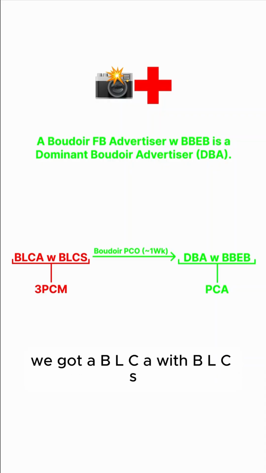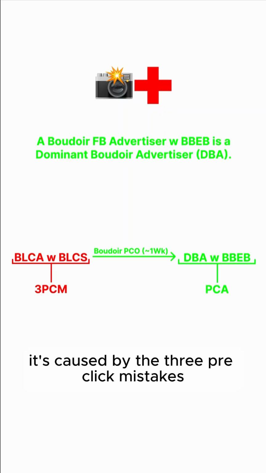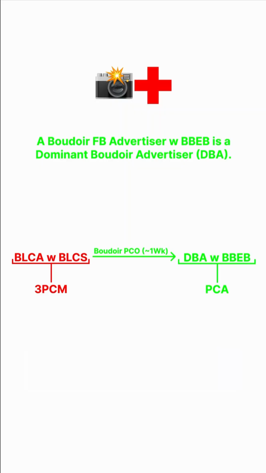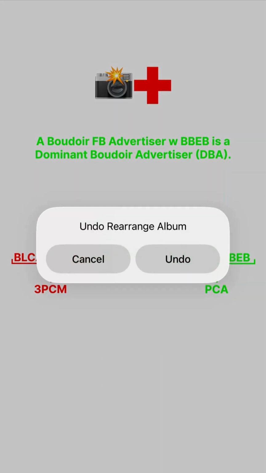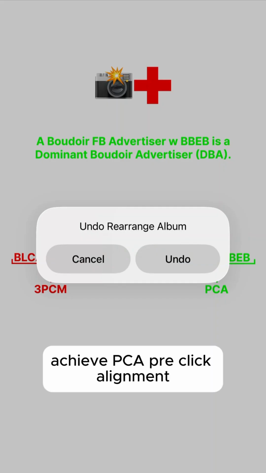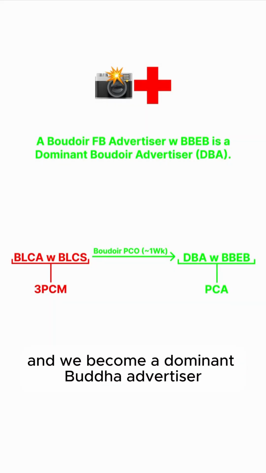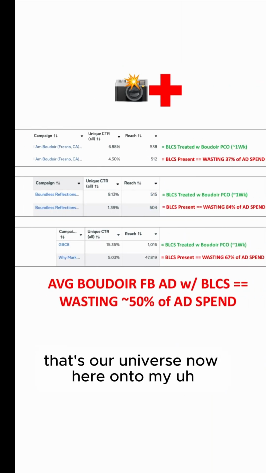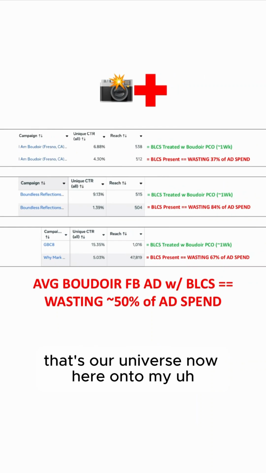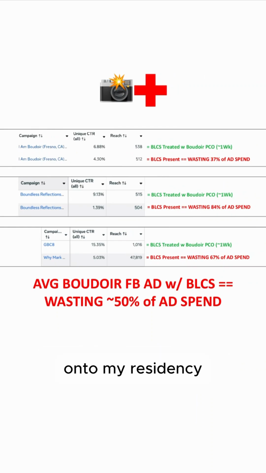We got a BLCA with BLCS. It's caused by the 3 pre-click mistakes. And then our solution is Boudoir Pico. It takes about a week. We achieve PCA, pre-click alignment, and we become a dominant Boudoir advertiser with Boudoir brain entry boost. So that's our universe. Now, onto my residency.